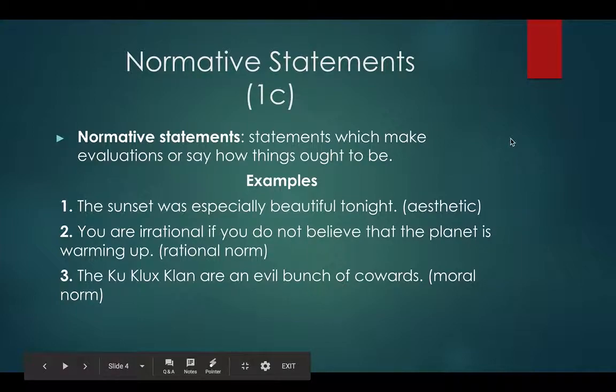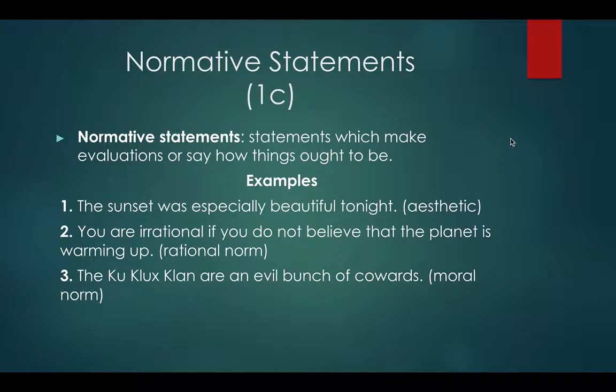Now, let's take a closer look at the normative statements. These are statements which make evaluations or say how things ought to be. 3 examples. The sunset was especially beautiful tonight. And that is a normative statement, but it's an aesthetic norm. It's judging the appearance of the sky.